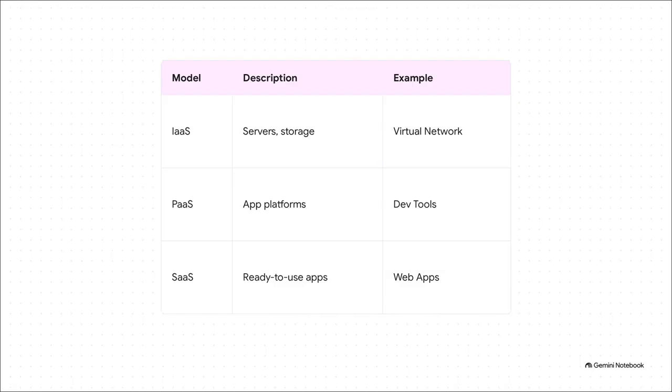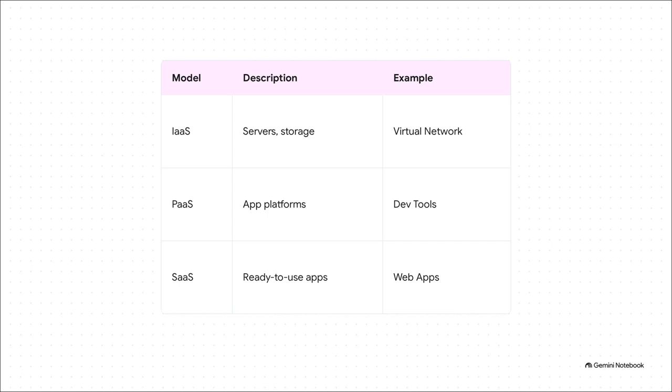Number 3, common cloud service models. We have 3 main service models to compare here. First is IaaS, or Infrastructure as a Service, which gives you virtual servers, storage, and networks. Think of IaaS like renting an empty lot of land. You have the space, but you've got to build everything yourself.